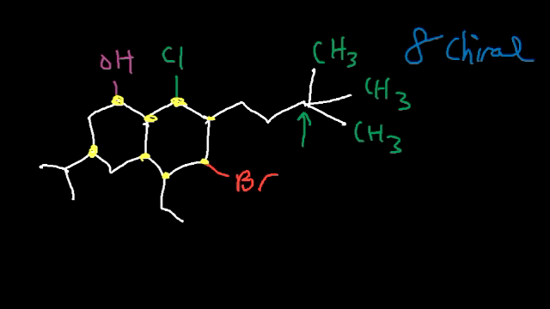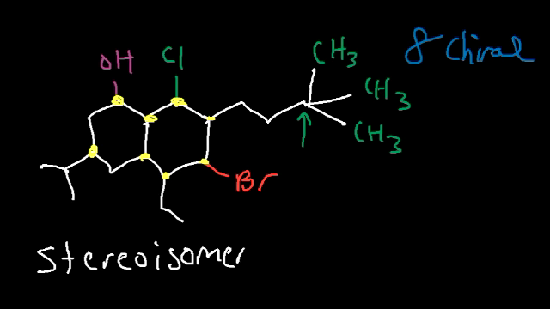So with that information, how can we calculate the number of stereoisomers? It turns out that the maximum number of stereoisomers that can be drawn for this particular molecule is equal to 2 raised to the n, where n is the number of chiral centers. So it's 2 raised to the 8th power. So what exactly is 2 to the 8th power?